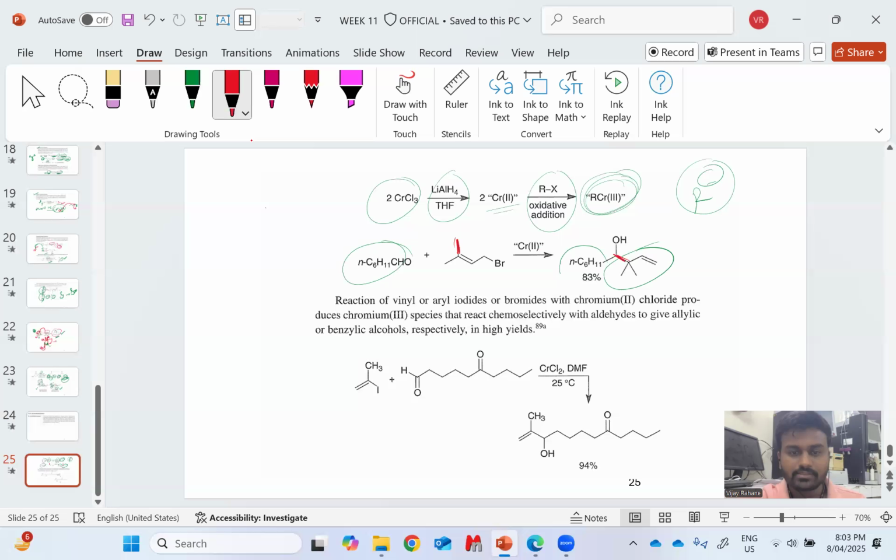There is another example here. You can see this chromium dichloride reacts with this iodo compound. It forms the chromium 3 compound, and then it attacks particularly this aldehyde, because this aldehyde is more reactive compared to the ketone. This entire group attacks the aldehyde, and the aldehyde gets converted to the alcohol, with about 94% yield of this product. So these are also some sort of organochromate reagents, and they are also used for such reactions.